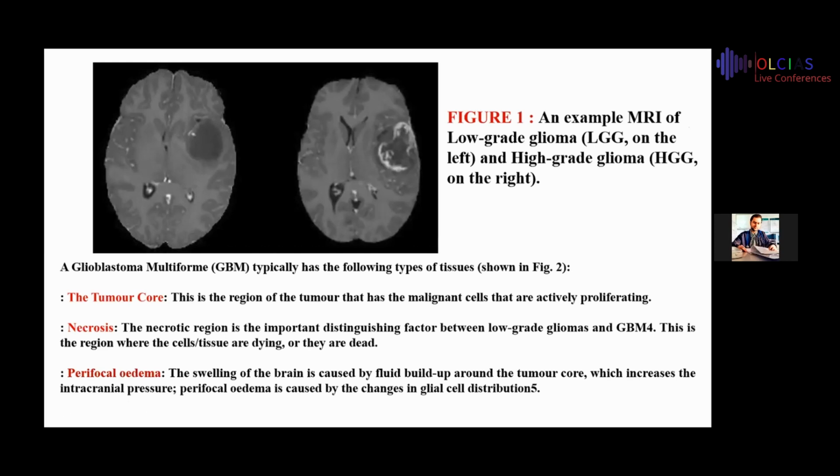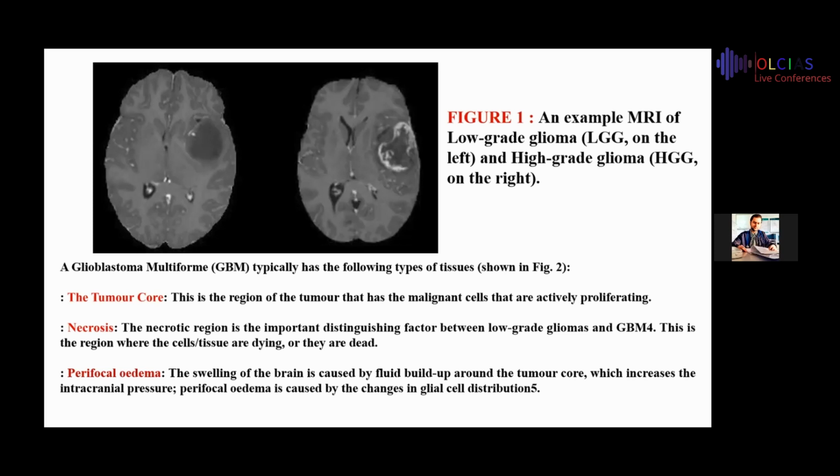So the glioblastoma multiforme, GBM, typically has the following types of tissues. I will show you in figure 2. So this is the tumor core. This is the region of tumor where the malignant cells are actually proliferating. Second one is necrosis. The necrotic region is the important distinguishing factor between LGG and GBM. This is the region where the cells and tissue are dying or dead.